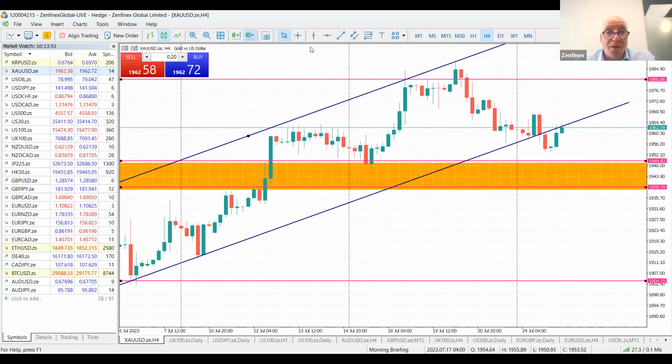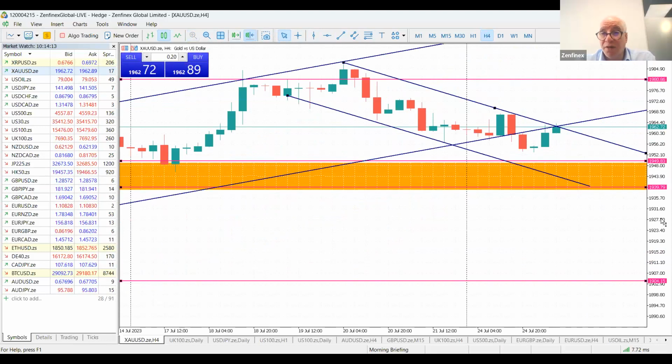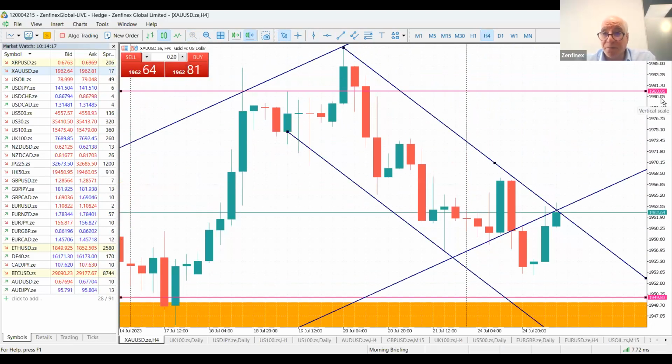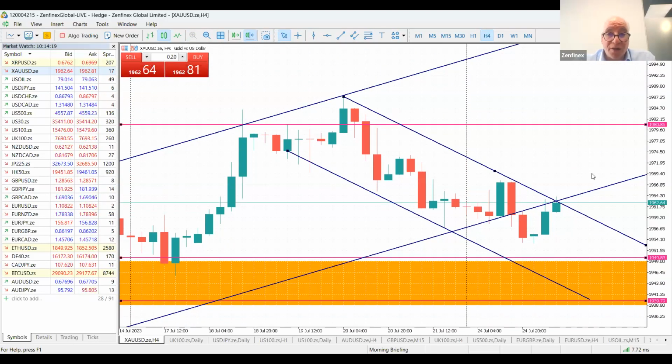Right, so let's now draw another channel and see if this channel is going to be respected, or we're looking for a breakout of this channel. So now we're narrowing into this area here, and we're trying to determine what will happen next, or what our next trade idea will be. So let's just summarize, right?